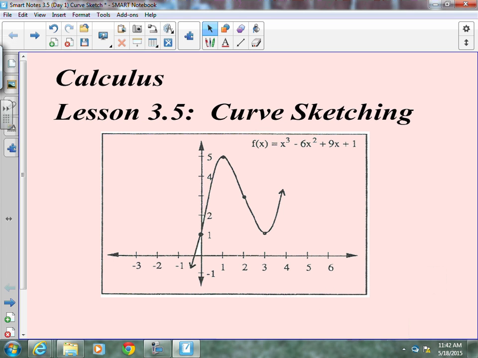Today we're going to put together a lot of the concepts we've learned throughout the year in order to sketch a good curve of a graph. We won't always have our graphing calculator. They won't always ask for the graph. They might ask for a step along the way. So being able to do all of these steps in order to sketch a good graph is very important.